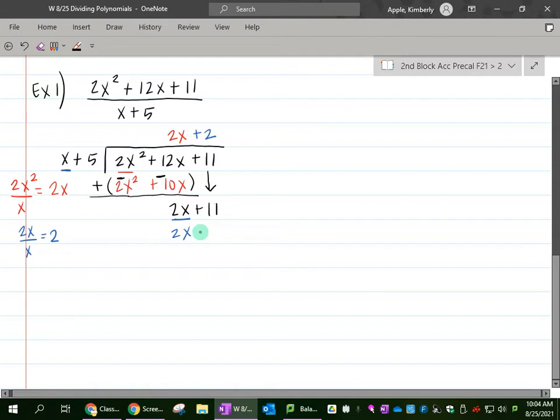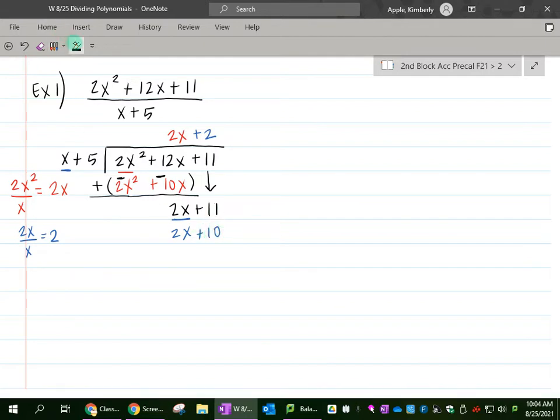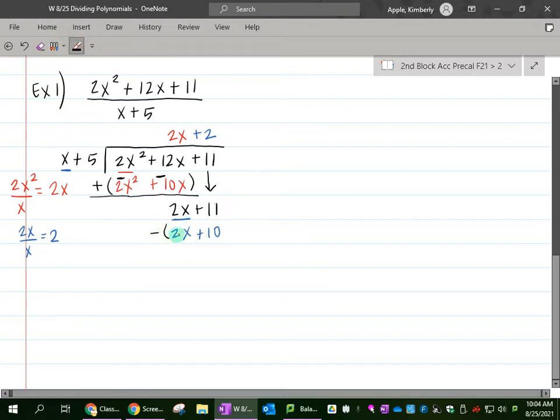And 2 times 5 is 10. And now I'm going to subtract again. Distribute my negative. 2x minus 2x is nothing. 11 minus 10 is 1. Now, at this point, we would be ready to divide again.